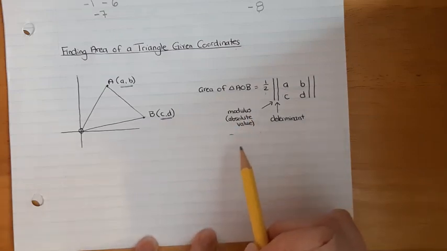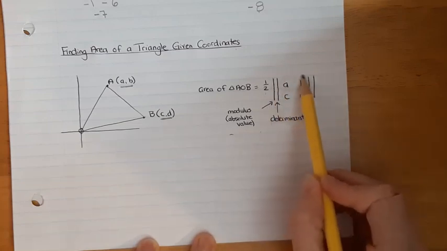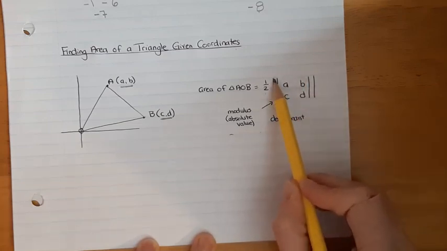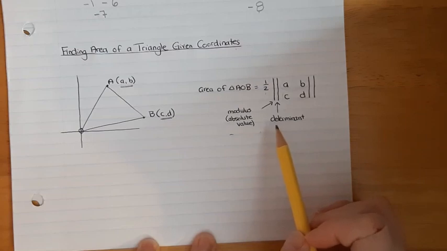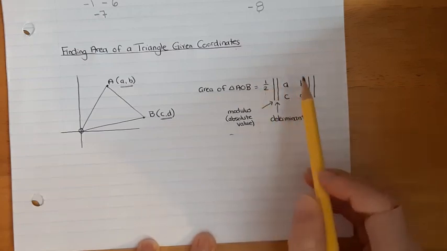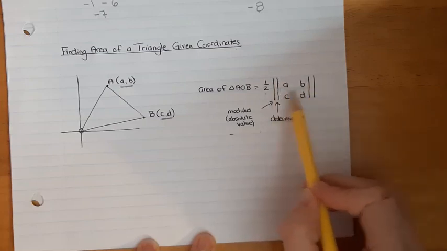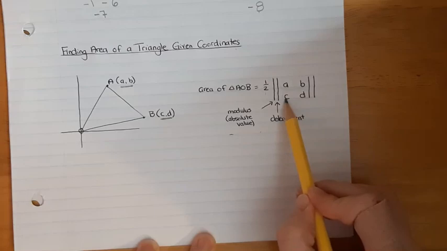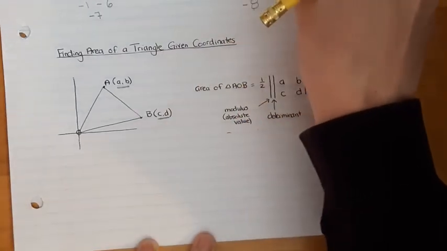So the very last step you're going to do is, if this determinant ends up being negative, you're going to take the absolute value of that, which means take off the negatives, and then you'll do 1/2 of whatever that number is. And then the inner 2 straight lines is your determinant. So again, AD minus BC. So let's go through a couple of examples.